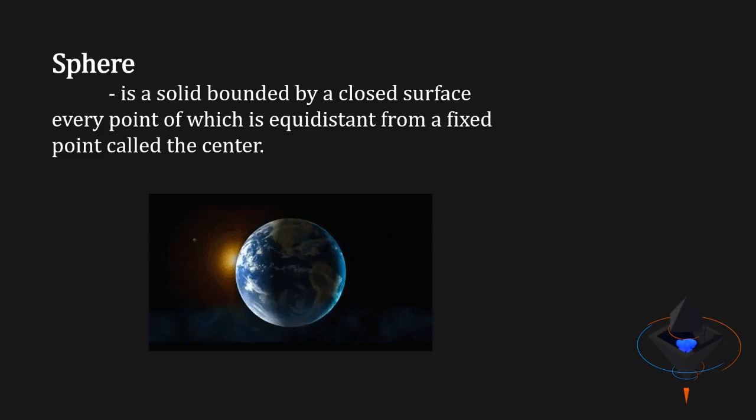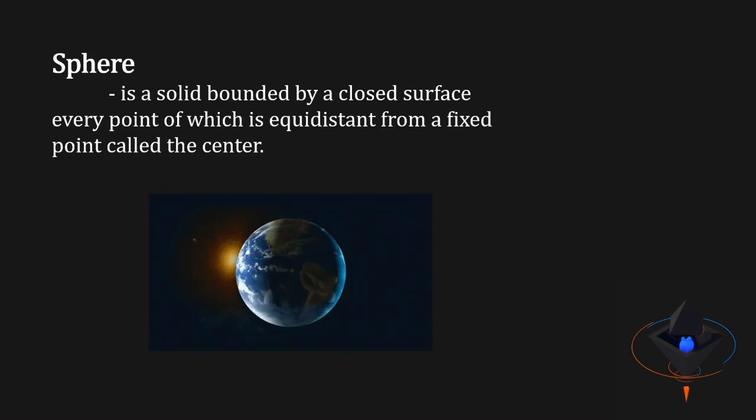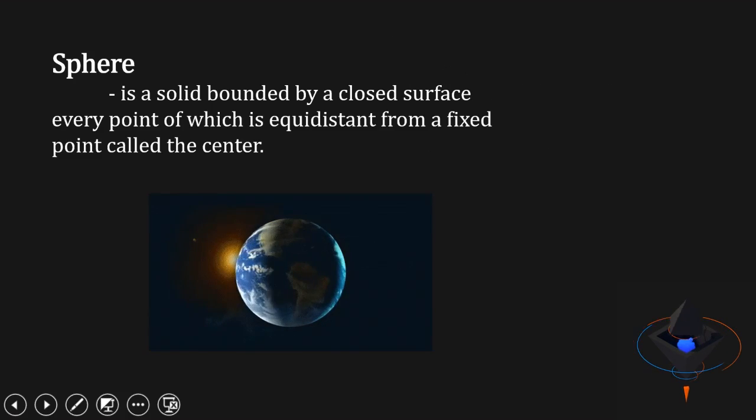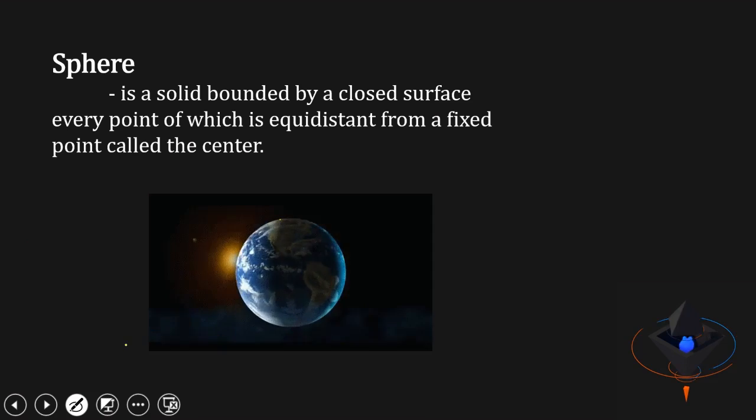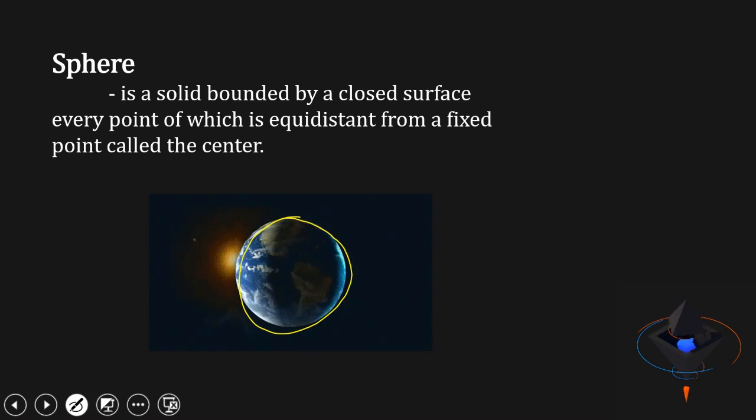A sphere is a solid bounded by a closed surface, every point of which is equidistant from a fixed point called the center. So that means that this is your closed surface and each point from this surface is equidistant to a point called your center.